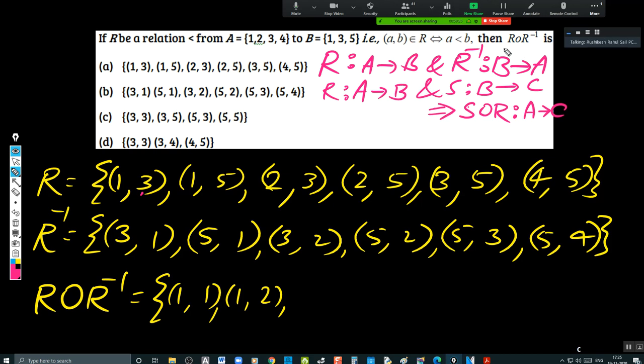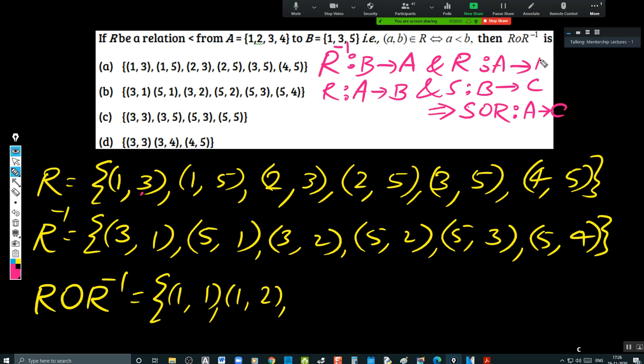R inverse to A. R inverse, R. But what is he asking there? R o R inverse. So let us reverse them like this. R inverse, write it here. That is nothing but B to A. And R here, A to B. Now it will be clear. Just see.